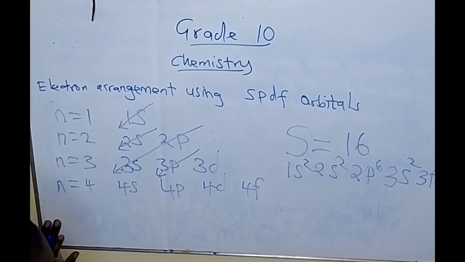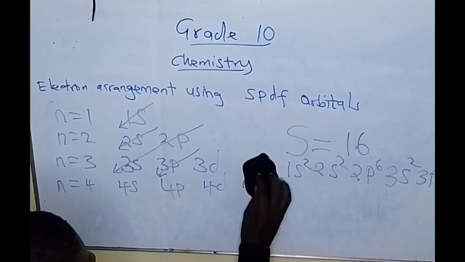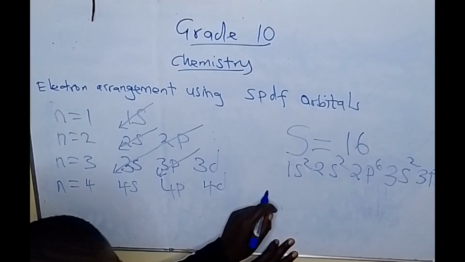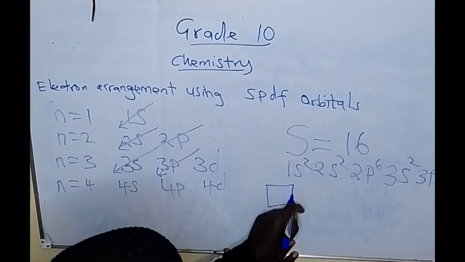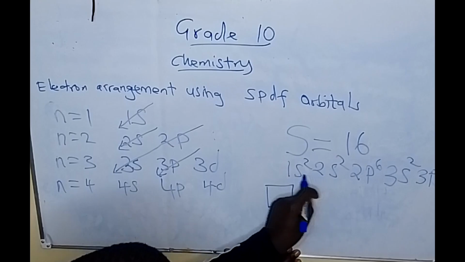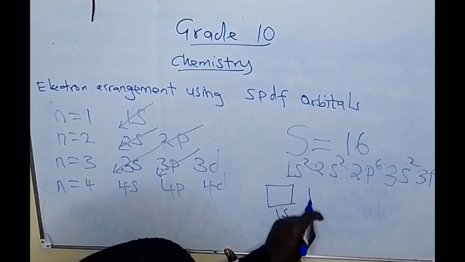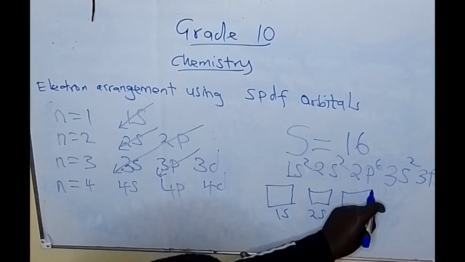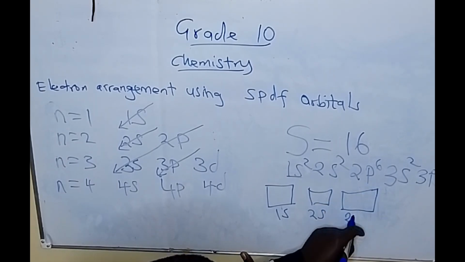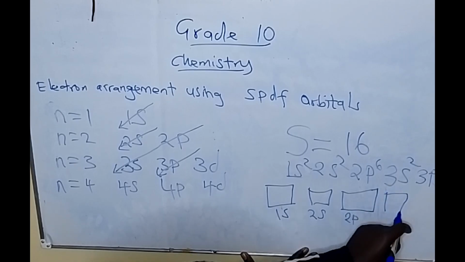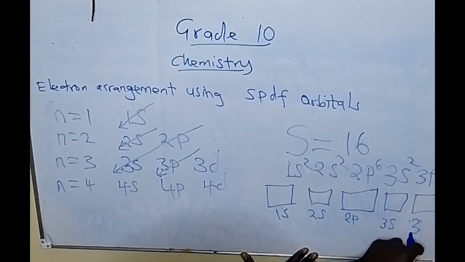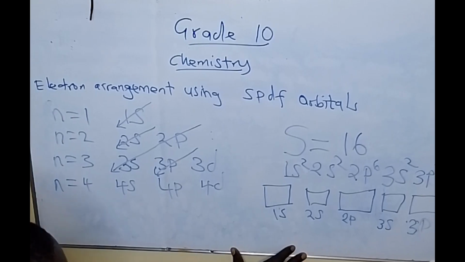What about now the in-box electron arrangement, where we are using arrows to represent that information? This is here. So this is 1s. We have 1s, 2s, 2p, 3s, 3p. I don't know if people are seeing that far end.